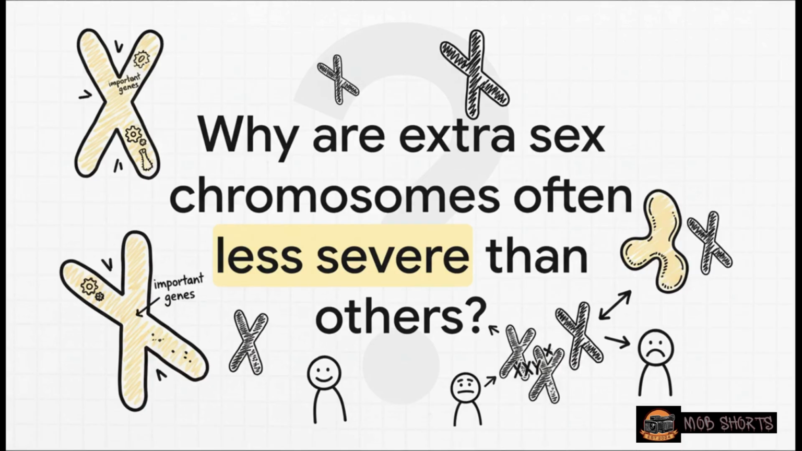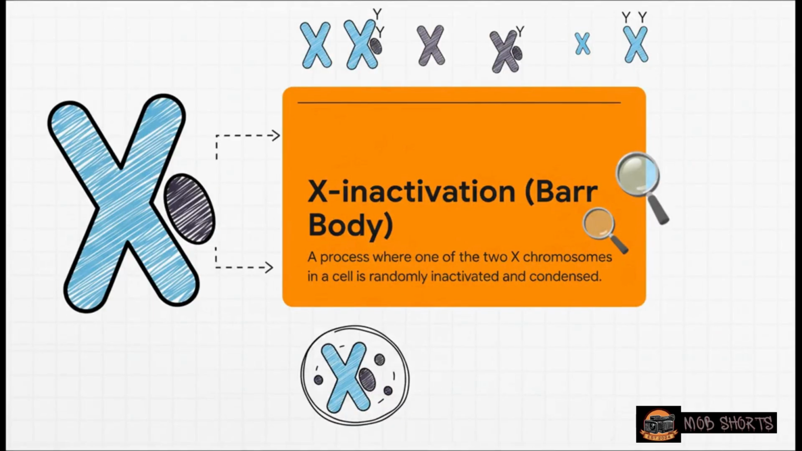The X chromosome is actually quite large, and it's packed with important genes. So why are conditions with extra X chromosomes, like XXY syndrome, not only survivable, but often much less severe than an extra copy of a similarly sized autosome? The answer is this unbelievably elegant process called X inactivation.